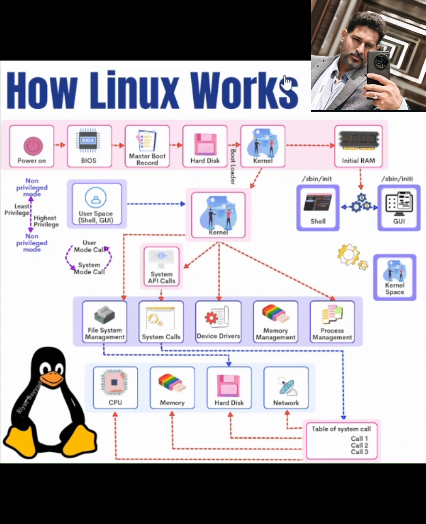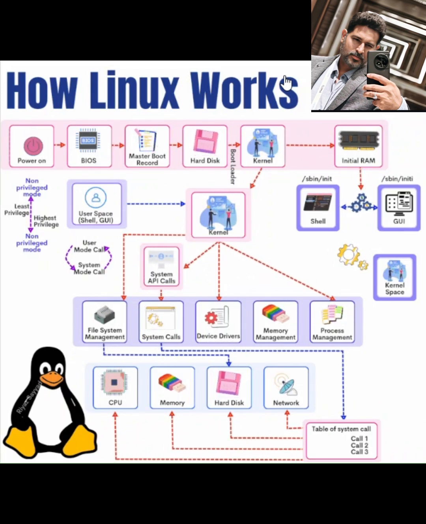When you run an application or do something in the user space that requires access to the hardware or core system functions, it makes a user mode call. This call then triggers a system mode call, which is a request to the kernel to do something on your behalf. To make these requests to the kernel in a standardized way, applications use system API calls. Think of these as specific instructions that user programs can use to communicate with the kernel.